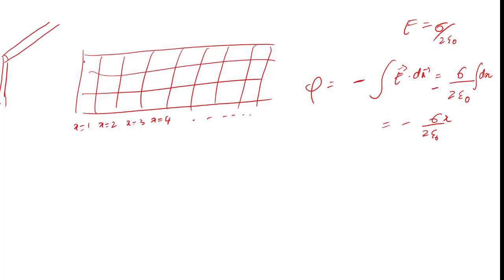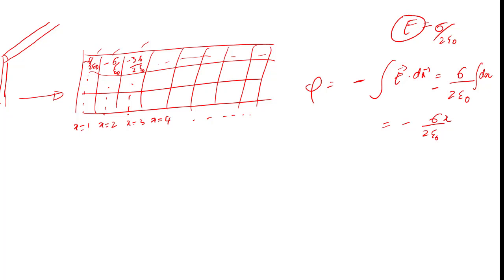Then I can simply give a value of minus sigma by 2 epsilon naught for these cells, and this would be minus sigma by epsilon naught for these cells, and this would be minus 3 sigma by 2 epsilon naught, right? So I can provide these potentials as I am going farther from the plate. As you can see, these are not the same.